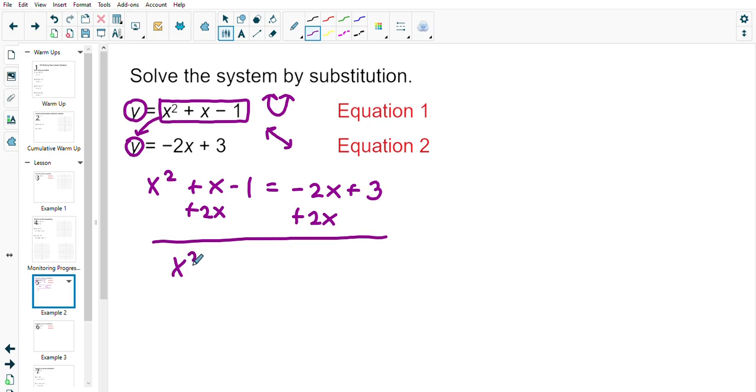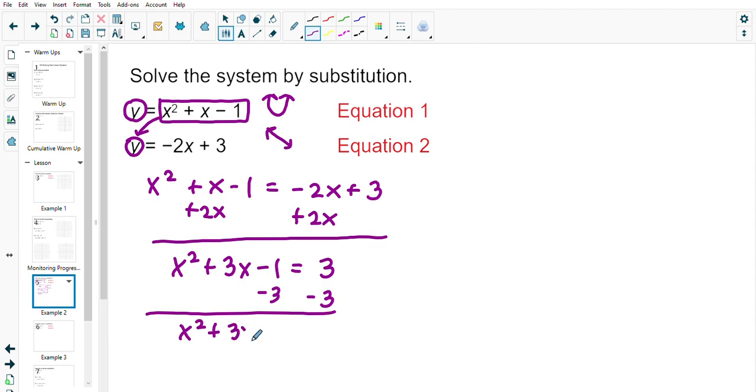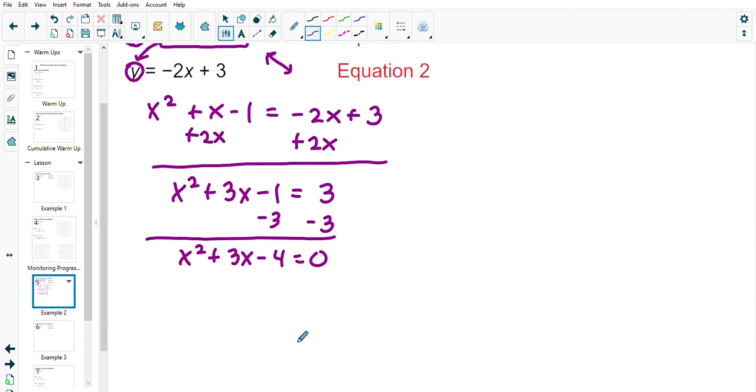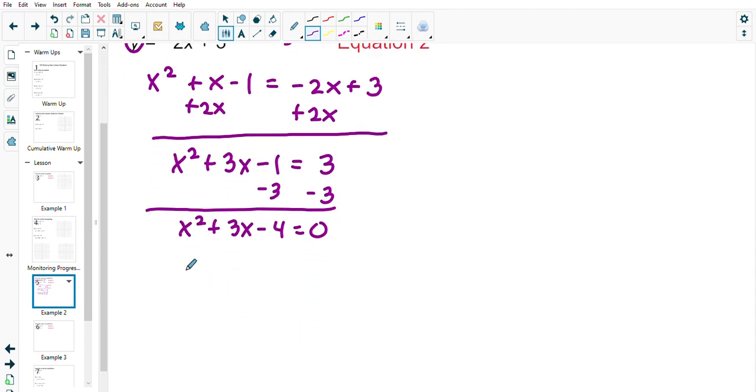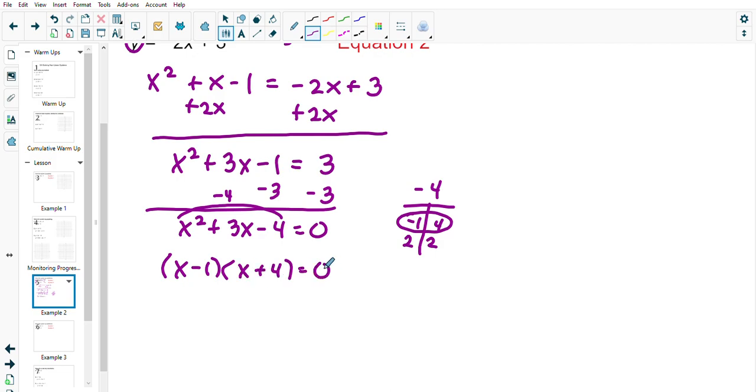And we get x squared plus 3x minus 1 equals 3. Then I have to subtract 3 from the other side. So x squared plus 3x minus 4 equals 0. Once it's equal to 0, we know that we can factor it. So we ask ourselves what multiplies to negative 4 but adds to 3. So 1 and 4, and 2 and 2. Well, if I do 4 minus 1, that's going to give me 3. So I have x minus 1 and x plus 4 equal to 0.